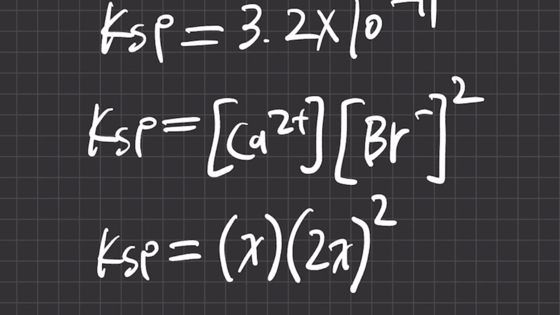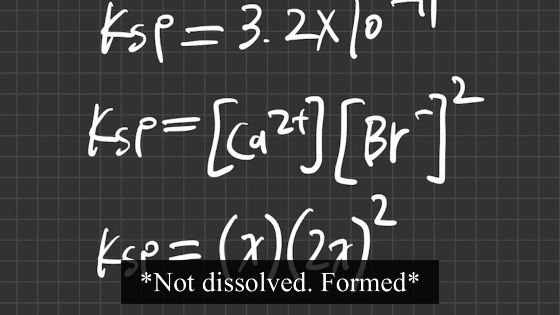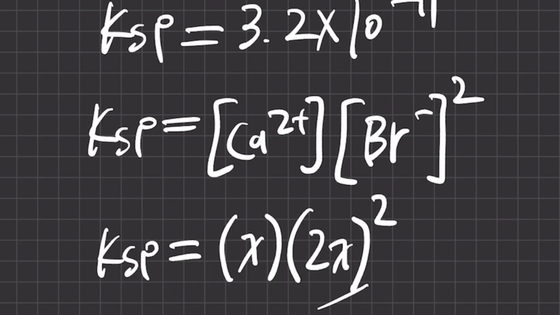The reason why we're putting 2x for bromine ion is because as 1 mole per liter of calcium bromide is dissolved, 2 mole per liter of the bromine ion is dissolved. So we should put 2x to solve this question.